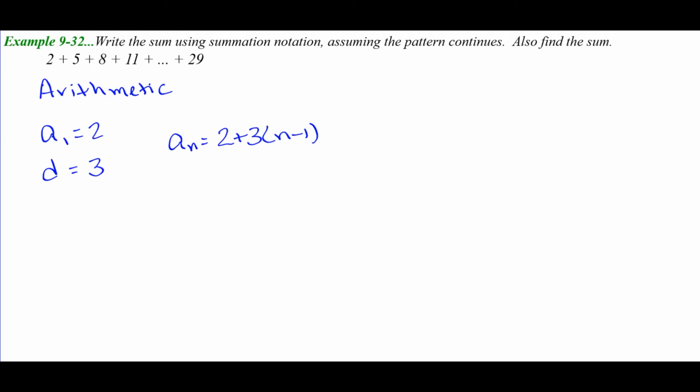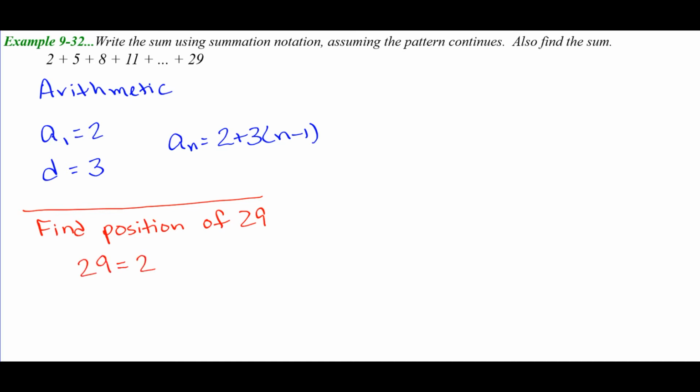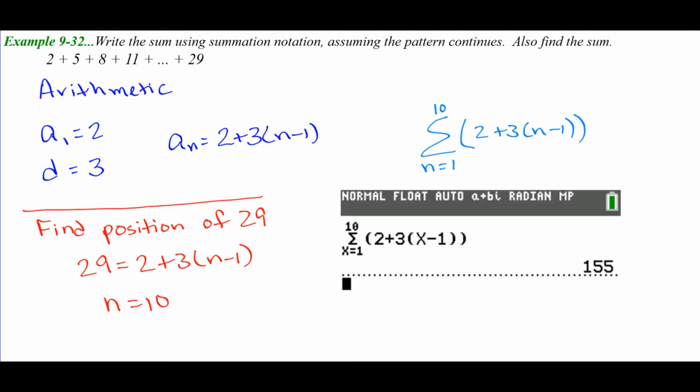What I need to know still, regardless of using the formulas like we did before or the summation notation, we have to know that position of the 29. So we've got to find the position of 29. And just as we did before, we would use that explicit formula, and we're going to get n equals 10. So once I have that, then I can write the summation notation. So sigma n equals 1 to 10, and then my explicit formula goes here. So 2 plus 3 times n minus 1. And then I can just put that into my calculator using the summation notation to find it. And again, we get 155.